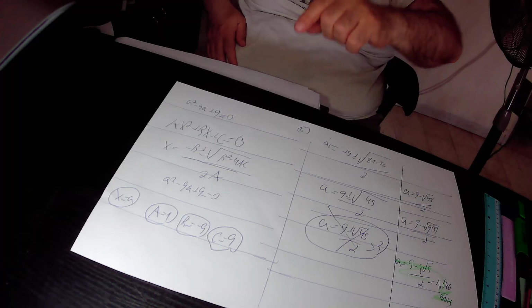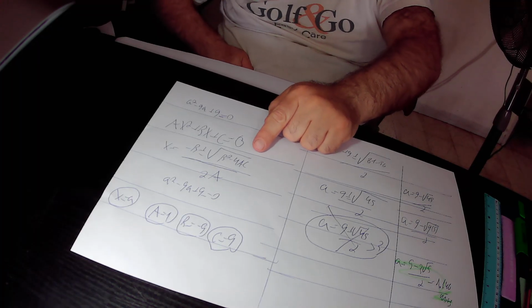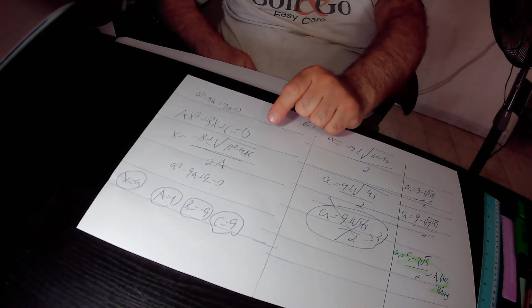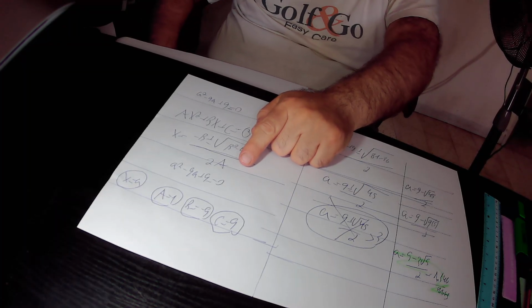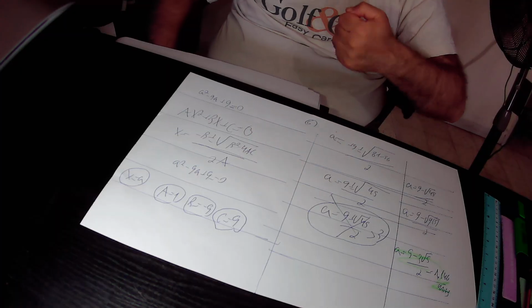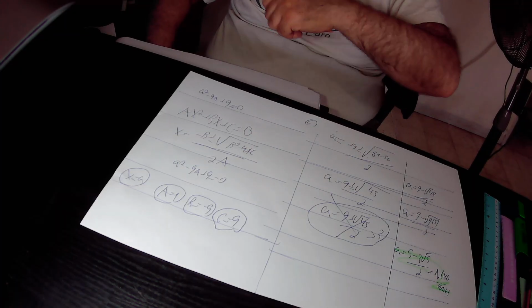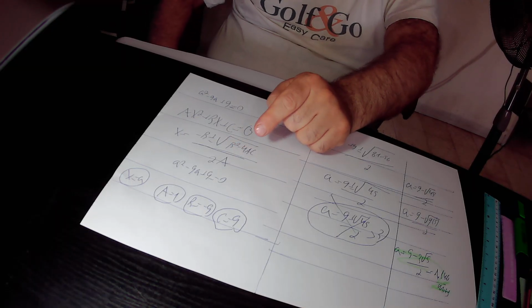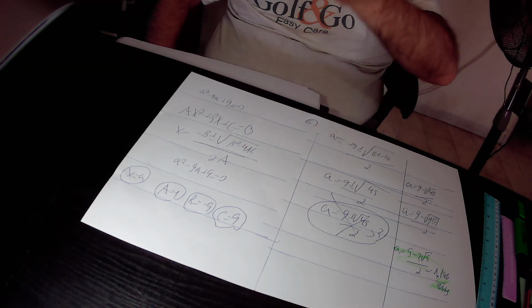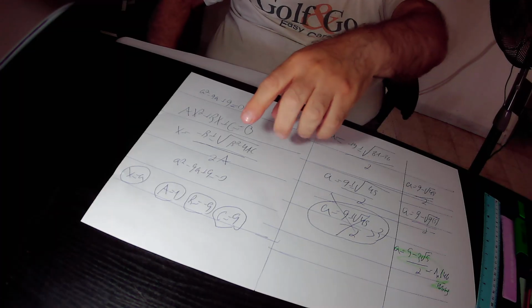x equals minus b plus or minus the square root of b squared minus 4ac, over 2a. In our specific quadratic equation, A squared minus 9A plus 9 equals 0, the variable that we are looking for is A, so x equals A, the coefficient a equals 1, the coefficient b equals minus 9, and the coefficient c equals 9.